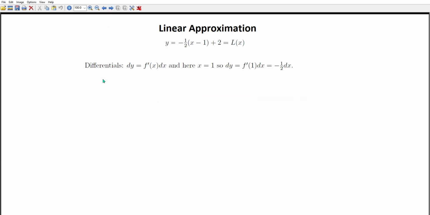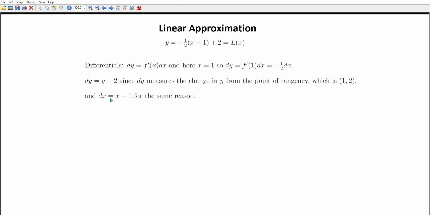Now let's do it using differentials. Okay, so dy is f prime of x dx. X is 1. So dy is going to be f prime of 1 dx. And we've already calculated f prime at 1. It's right up here. It's minus 1/2 dx. Now dy is going to be y minus 2, because dy measures the change in y from the point of tangency, which is 1, 2. And that means that dx is going to be x minus 1 for exactly that same reason. X changes from the point of tangency where it has a value of 1.